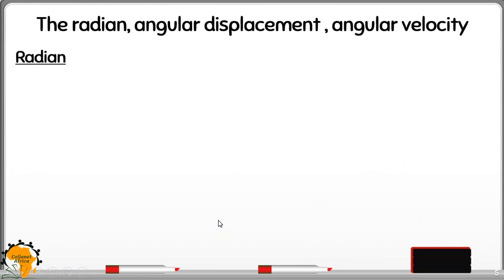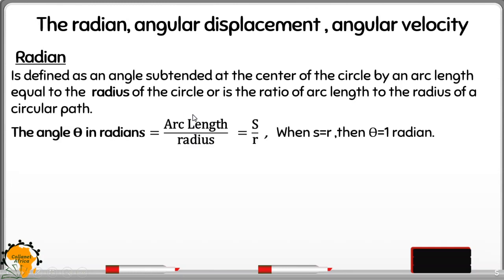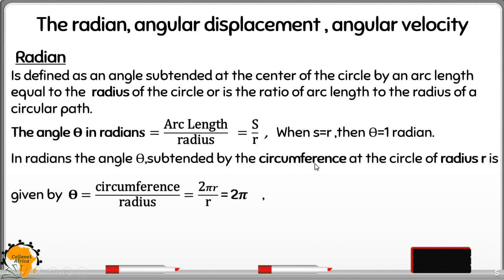Then we move to the definition of radian. We say that it is the angle subtended at the center of the circle by an arc length equal to the radius of that circle. In other words, we are saying angle theta in radians is equal to S over R. When S is equal to R, that is, arc length is equal to the radius, then we have that angle theta is equivalent to 1 radian.